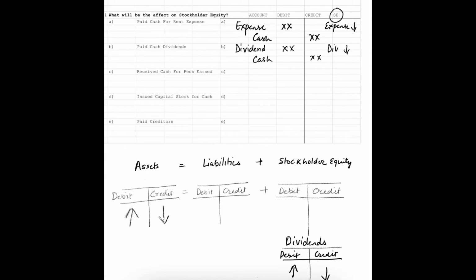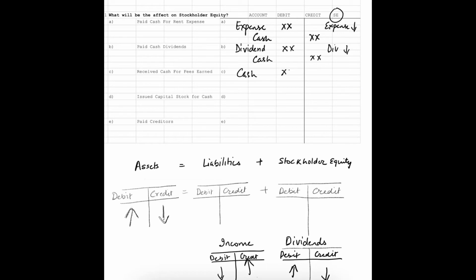Let's look at the third one. Received cash for fees earned. Now, two accounts involved are cash and income. Fees earned means it's an income account. So income increases on the credit side. Okay, so income is increased by credit, and here we are receiving cash which is also being increased, but cash increases on the debit side.